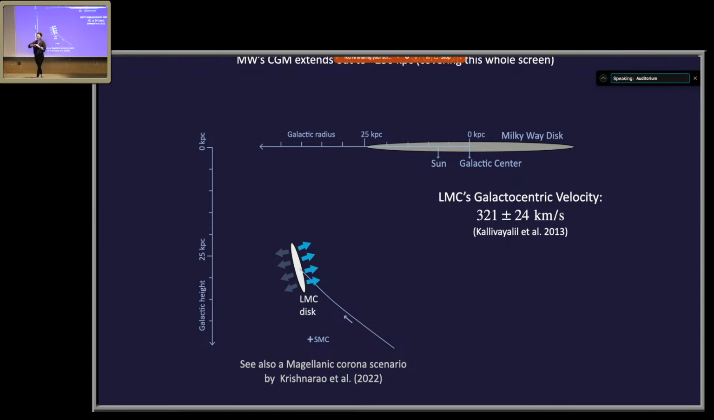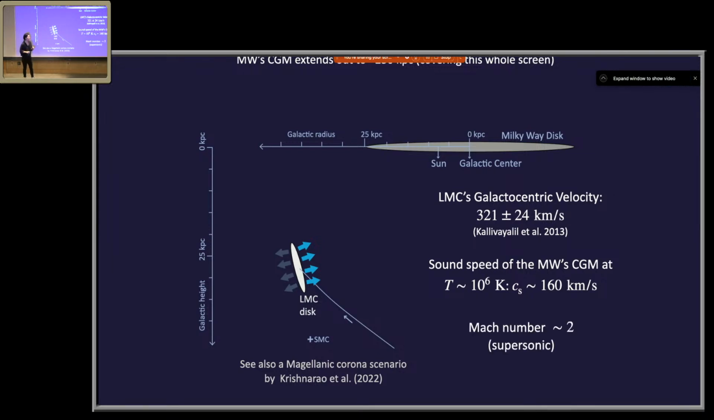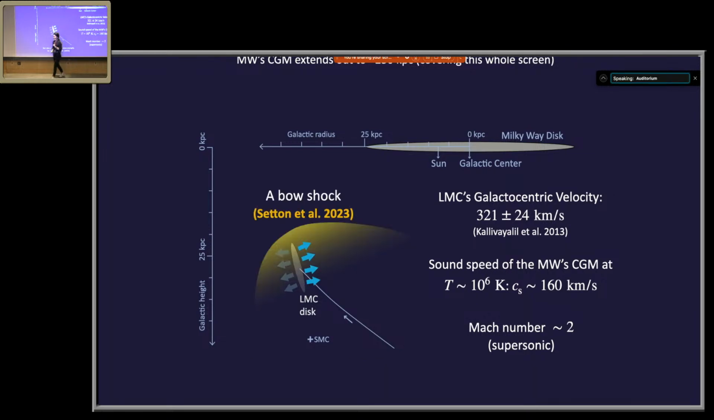The NMC is moving in the Milky Way halo at a velocity of about 320 km per second, and the sound speed of the Milky Way CGM is about 160 km per second. So that means the Mach number we are talking about is 2. And the Mach number could be higher if we are talking about cooler gas, which is totally reasonable. That's saying we should expect a bow shock like this.